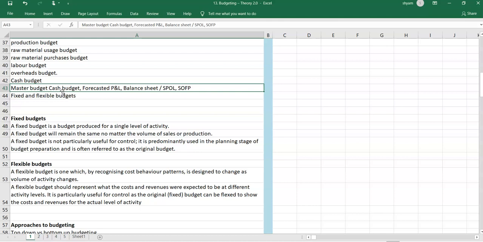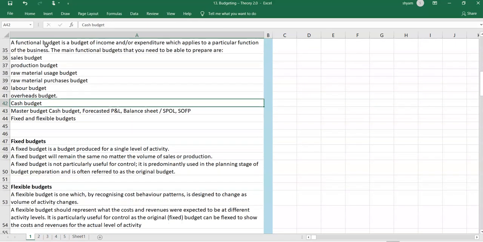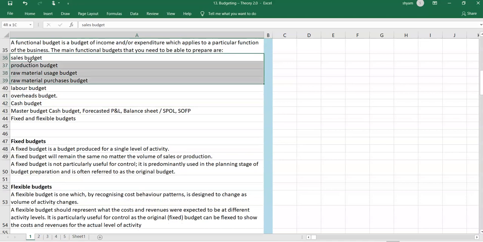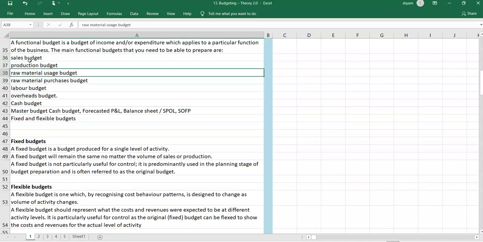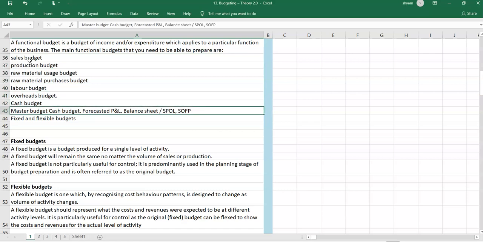We try to create a holistic budget, where we find out what cash the company will have, what the P&L would be for the next year, and what the balance sheet would be for the next year. If we predict each and every department, almost all the numbers in SOPL and SOFP are already captured. So we just have to use this to create the master budget. So that's about the master budget. We'll move on to the fixed budget.